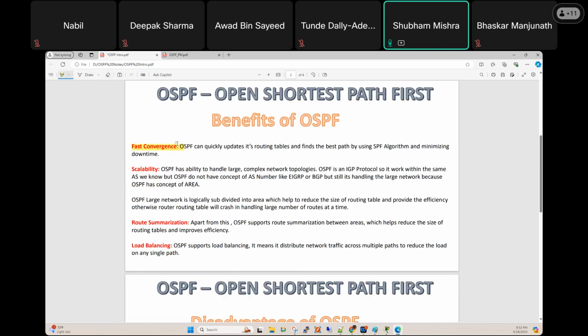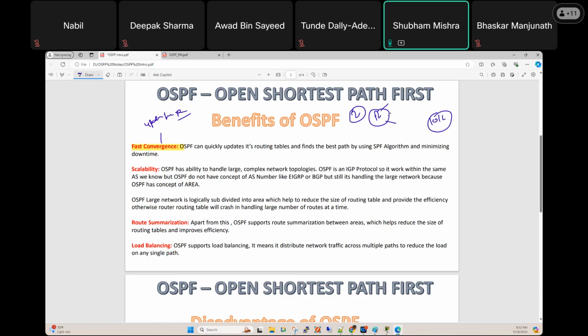What do you mean by convergence? It means how quickly it updates the routing table and finds the best path using the SPF algorithm. For example, this is the router and the destination is the 10th network. This router knows there are two paths to reach it, and among these two paths, one will be the best path. Yes or no?